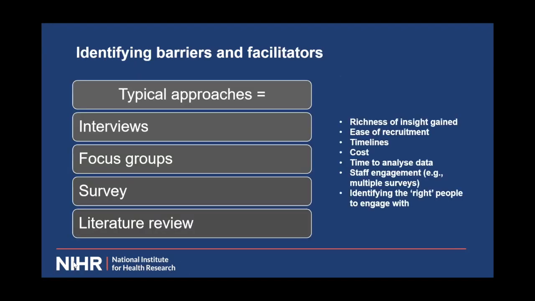Regardless of the theory that you choose, how are you going to gather that information regarding barriers and facilitators? The typical approaches are listed here. Each has important considerations, particularly if you have a limited budget or tight timeline. For example, literature reviews avoid delays with recruitment, but will you be able to truly capture the local context this way? Interviews and focus groups generate much richer insights, but how easy will recruitment, data collection and analysis be? And can you identify the best people to speak with who have the most helpful insight?